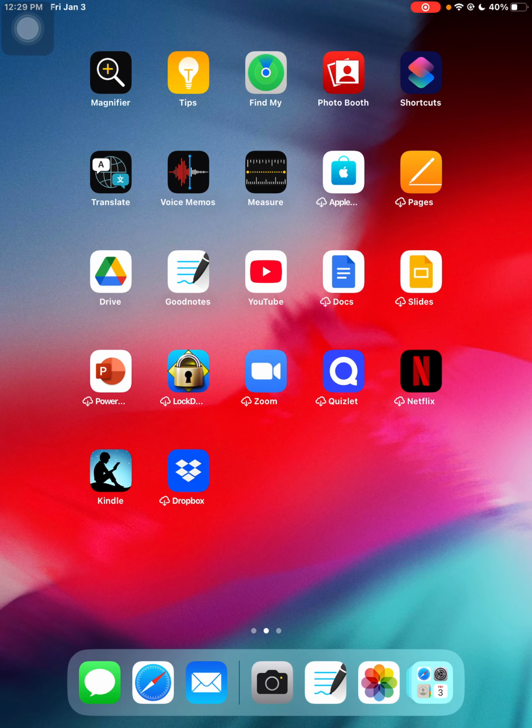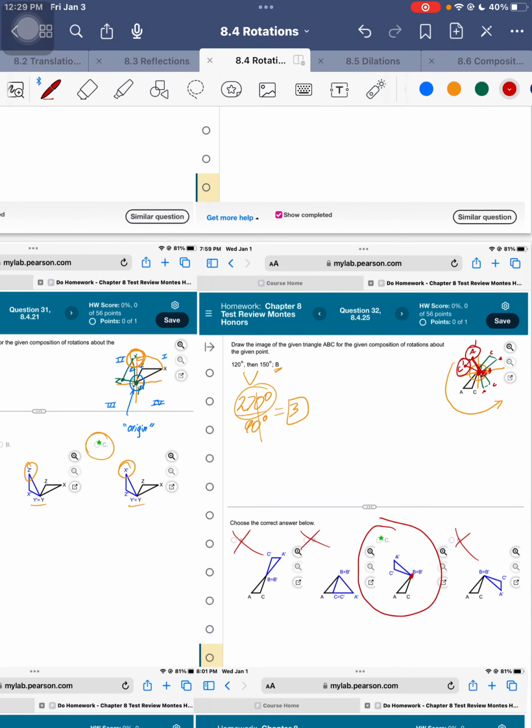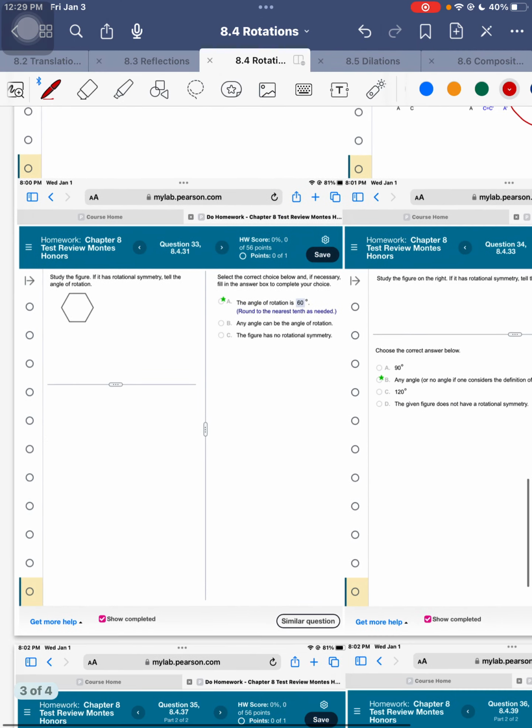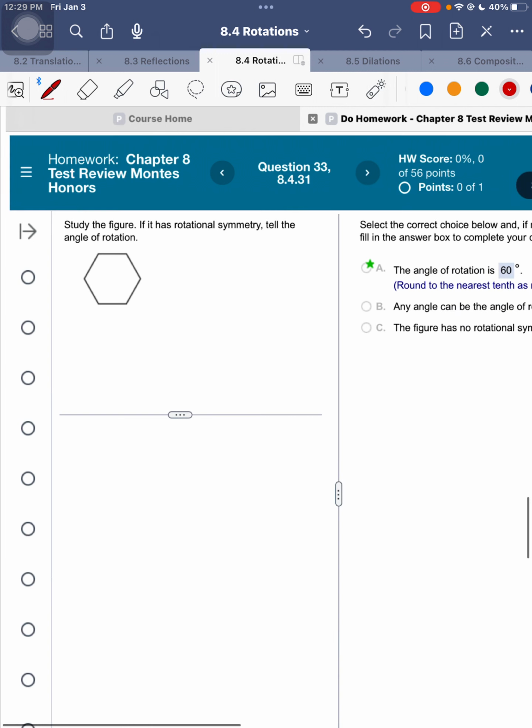So it takes practice, guys. It's hard for me. I think rotations is probably the hardest one for me as well. So it just takes practice, and we'll do a bunch of examples in class, okay?